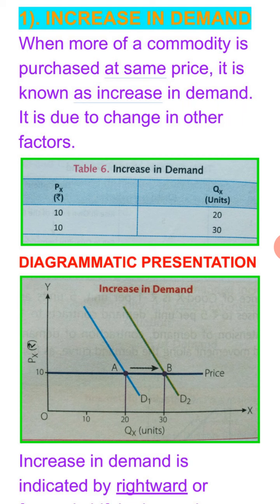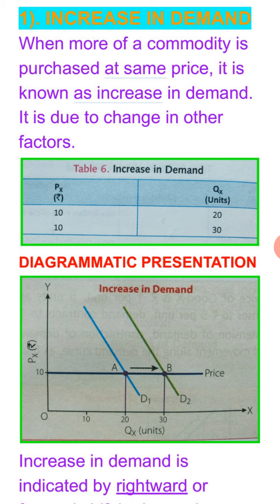When more of a commodity is purchased at the same price, it is known as increase in demand. जब कमोडिटी की प्राइस सेम रहने पर भी कमोडिटी की डिमांड इंक्रीज होती है, दैट इज नोन एज इंक्रीज इन डिमांड, and it is due to change in other factors. And why does it happen? It doesn't happen due to price, but dear students, it happens due to the other factors, that means other than price. We all have read about the demand function.